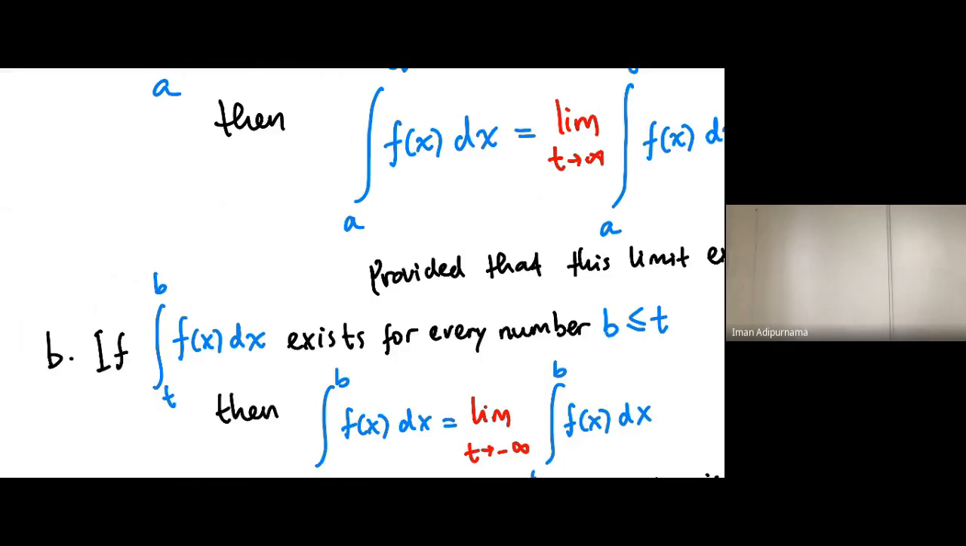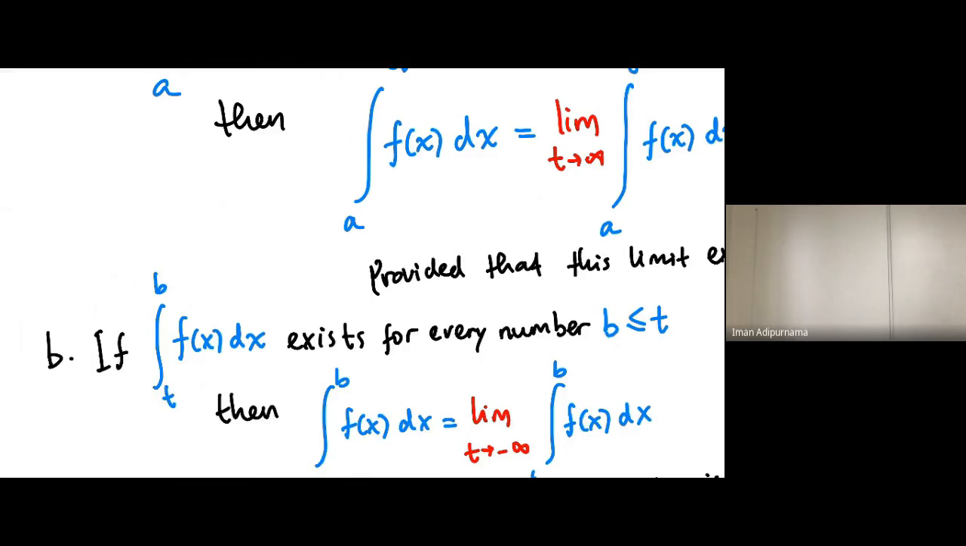So if you write it like this one, you can separate this into, let me just write a constant a, the integral from negative infinity to a plus the integral from a to infinity of f(x) dx. And a can be any number.